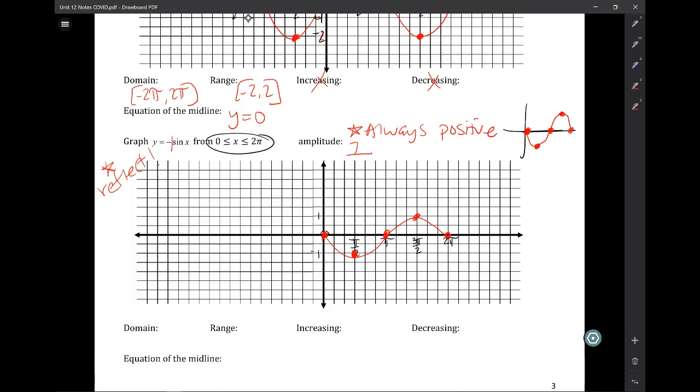On your homework, you guys are going to take this reflected sine curve and add an amplitude to it. Okay, so I know you can handle it. I know you can do it.